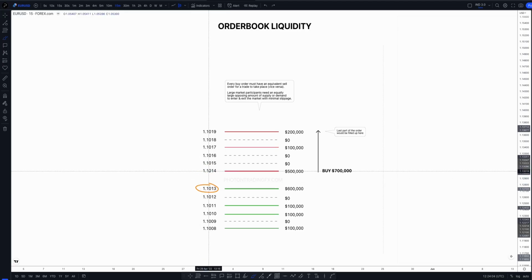And if you wanted to sell at the current market price, you would have to sell down here, right? You sell off the bid. That's the current highest bidder. So if you're selling, you would sell to the person looking to buy from you at that price.